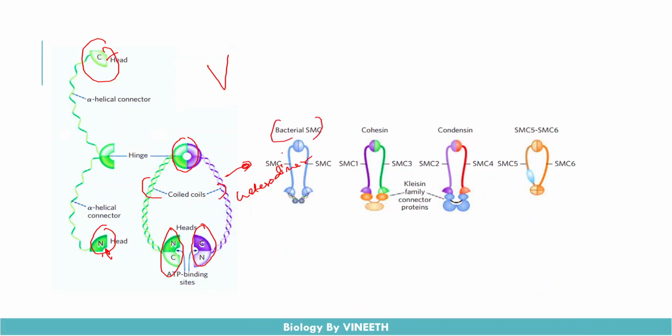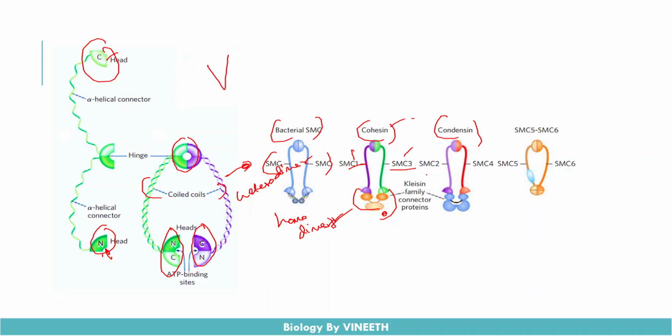Then we have bacterial SMC, which is made up of SMC protein and SMC protein, which you also call a homodimer, because it contains the same proteins. Then we have the cohesin proteins, which are made up of SMC1 and SMC3, and also the kleisin family proteins, which form a complete ring-like structure. All together, they form a ring structure and condense the chromatin molecule further in mitosis, at the end of the prophase. These orange proteins are often referred to as the kleisin family connector proteins. Condensin protein also contains these kleisin family connector proteins.